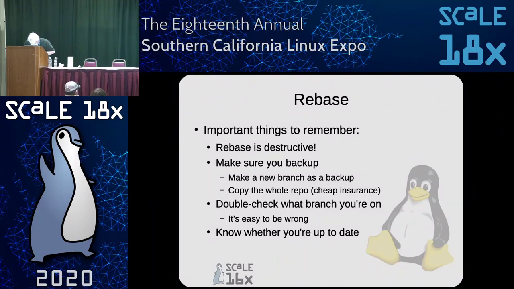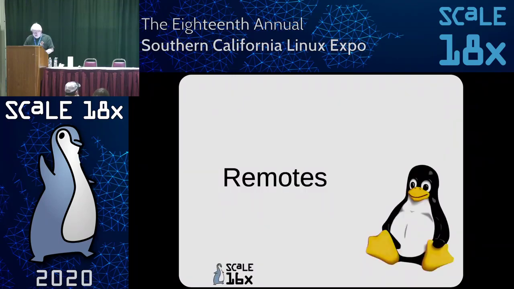So, important things to remember: rebasing is destructive. Make sure you back up. You can always just create a new branch as a backup, or copy the whole repository. Double check which branch you're on. It's so easy to be wrong. And know whether you're up to date. Make sure that you're up to date with whatever the upstream is at.